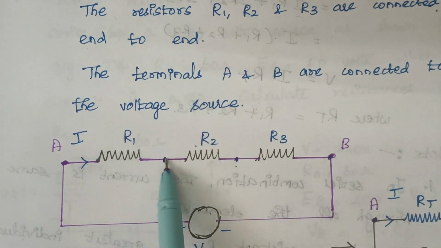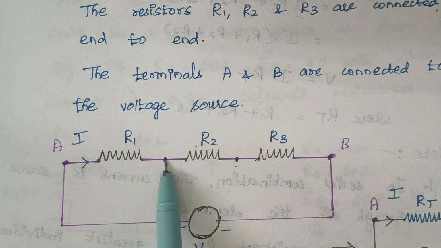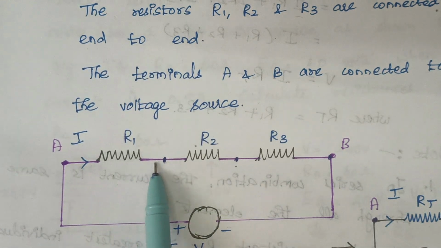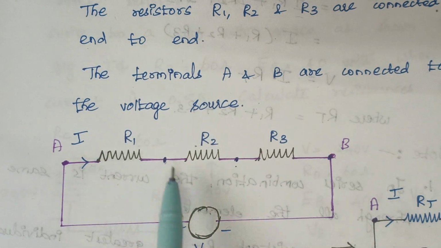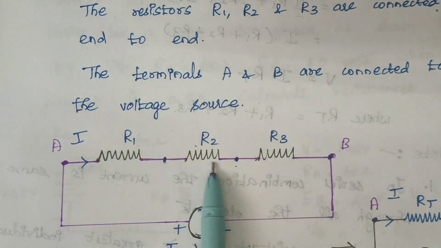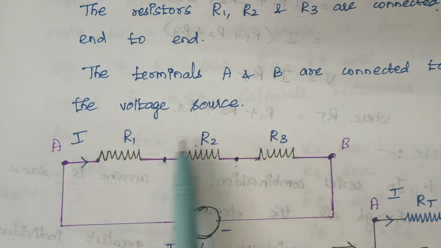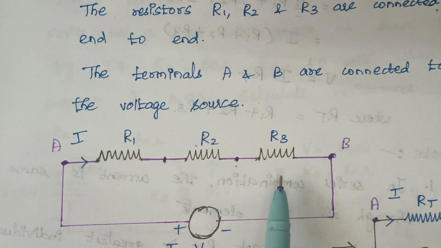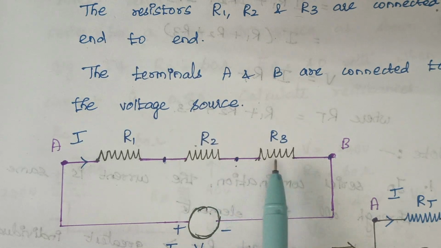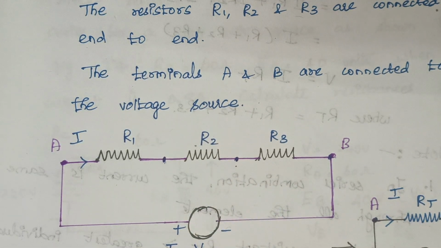Can you get it? Here, this point is the ending terminal of R1, whereas this point is the starting terminal of R2. So when the ending point of one element becomes the starting point of another element, then the two elements are said to be in series. Here, R1, R2 and R3, these three resistors, are connected in series, because the ending point of one becomes the starting point of the other. The ending point of R2 becomes the starting point of R3. So all these three resistors are in series.